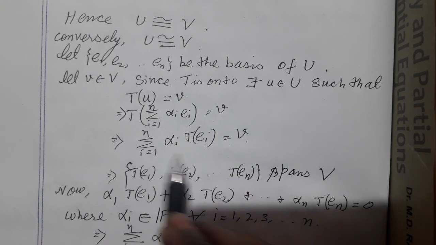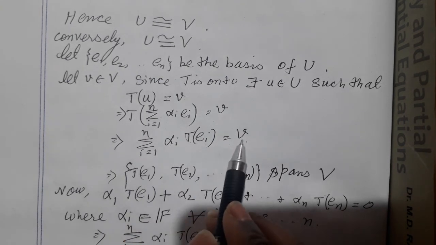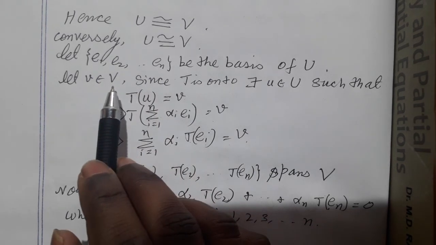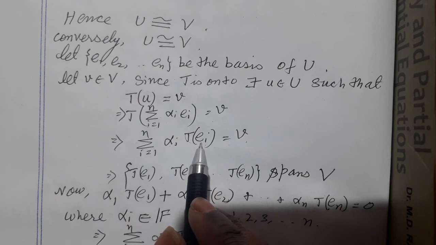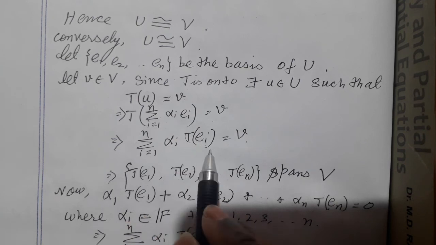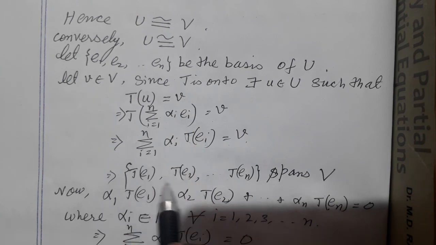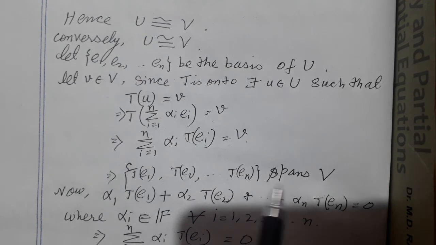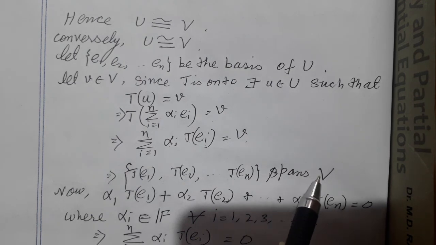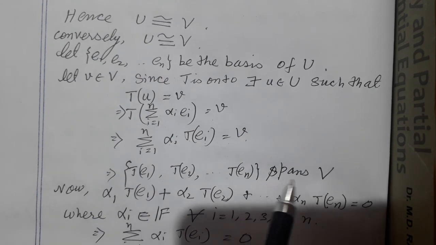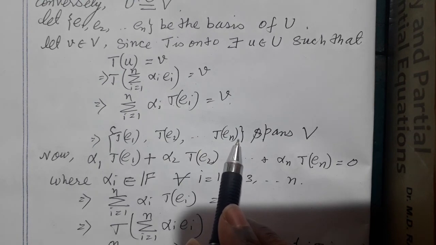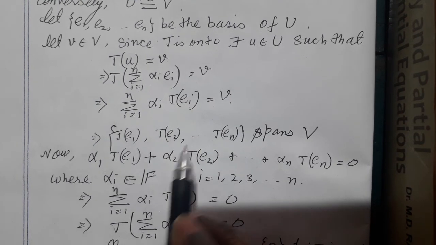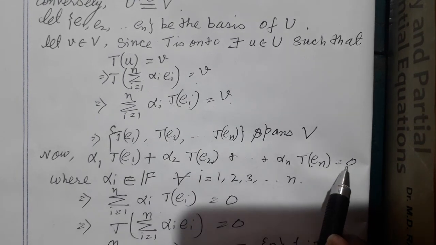Now we can see from this line that any element of the vector space V can be written as a linear combination of these e_i. Means this set spans the vector space V. Now our aim is only to show whether this is linearly independent or not, so that it becomes a basis. So we'll try to show this is linearly independent.